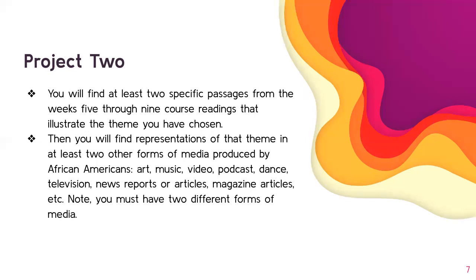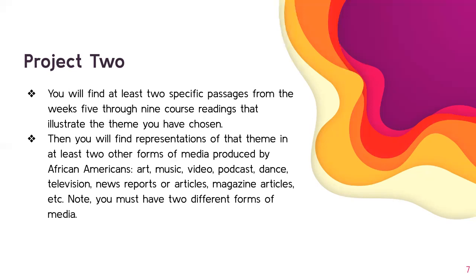You're going to choose parts that really illustrate that theme, that bring out that theme or questions about that theme to you. And then you're going to look for 2 other forms of media, not from our readings, produced by African Americans. This can be contemporary media, or it can be any time really. So you can go for art, music, video, podcast, dance, television, news reports or articles, magazine articles, talk shows, that kind of stuff, anything that is a form of media produced by African Americans.